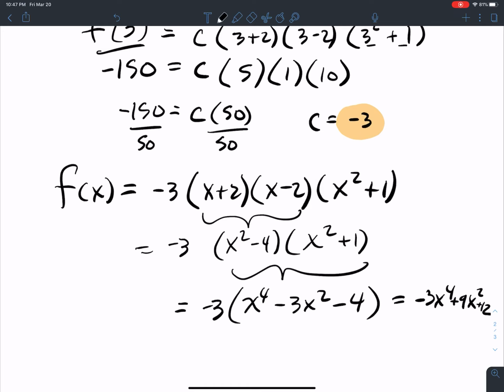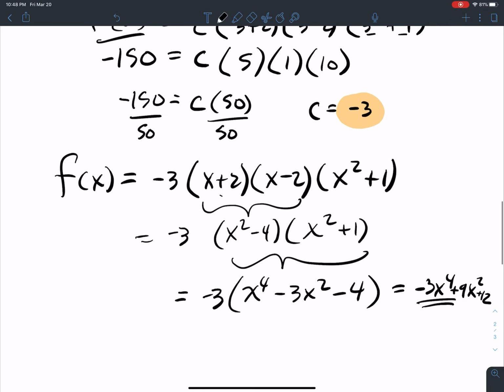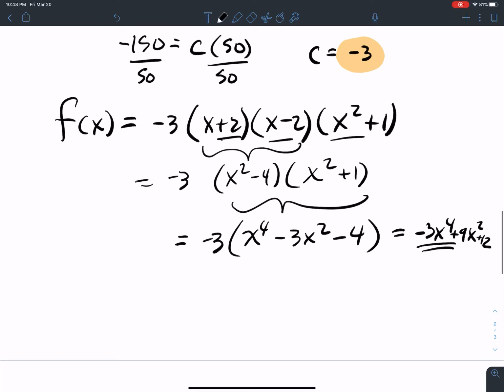Okay? All right. Now, does this fit what we wanted? We wanted an x to the 4th term. That tells me f is a degree 4. It's got the desired roots that we wanted. Man, this is really working out pretty nice. Okay? End of video.